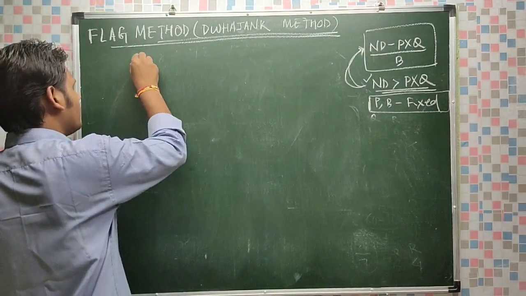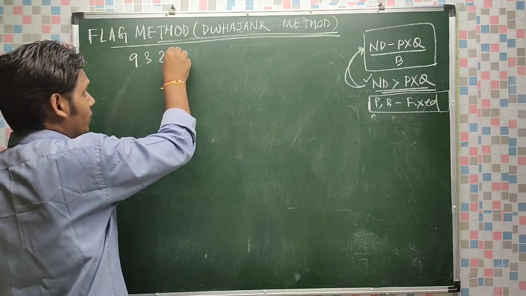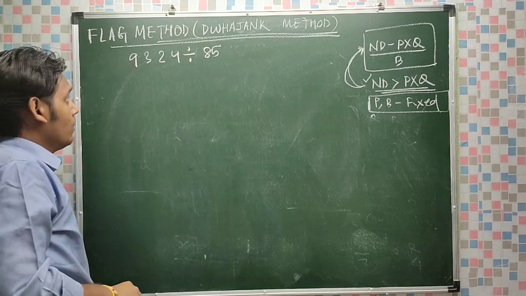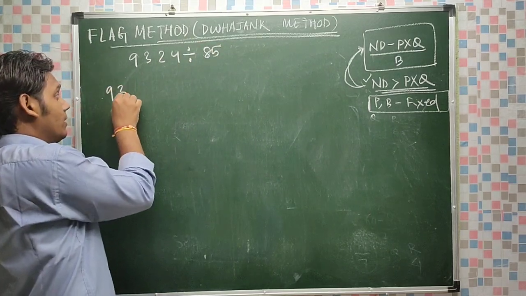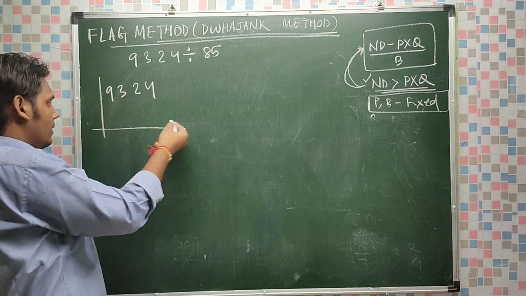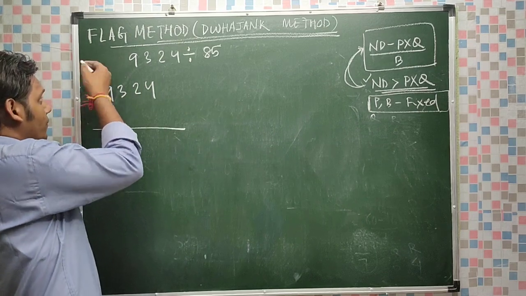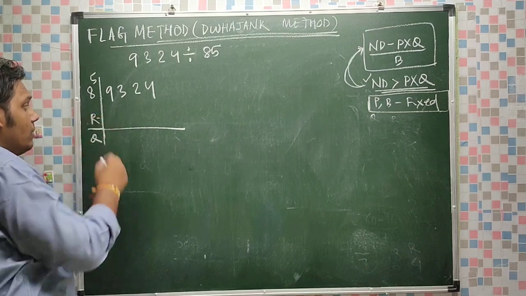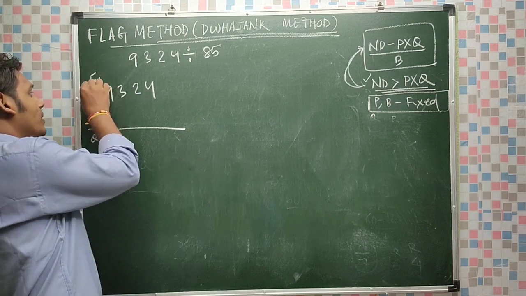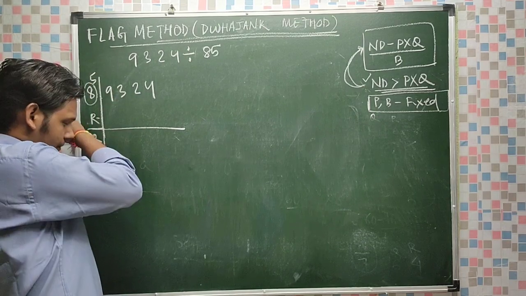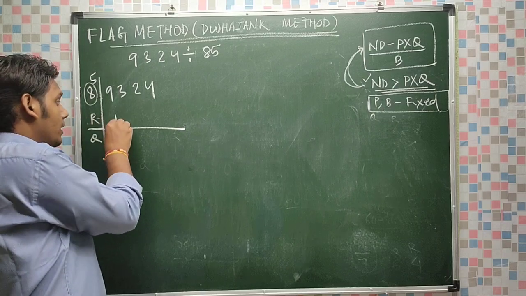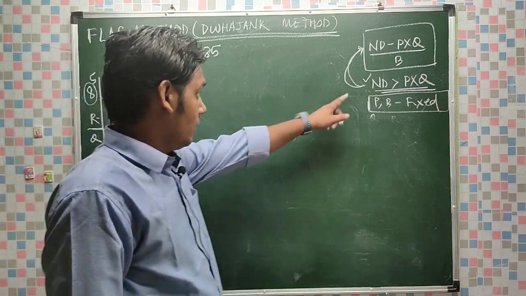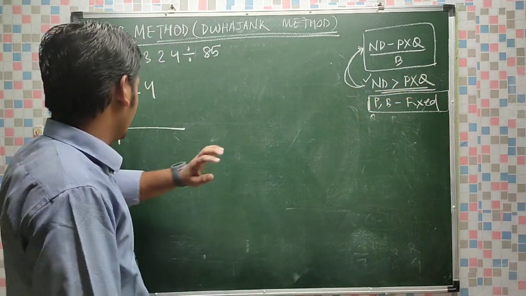Suppose 9324 divided by 85. 8 is the base and 5 is the power here. Quotient here, remainder. So first what I have to do, I have to divide with 8. 8 1 8, remainder is 13. Now you have to check the new dividend must be greater than the product of power and quotient.